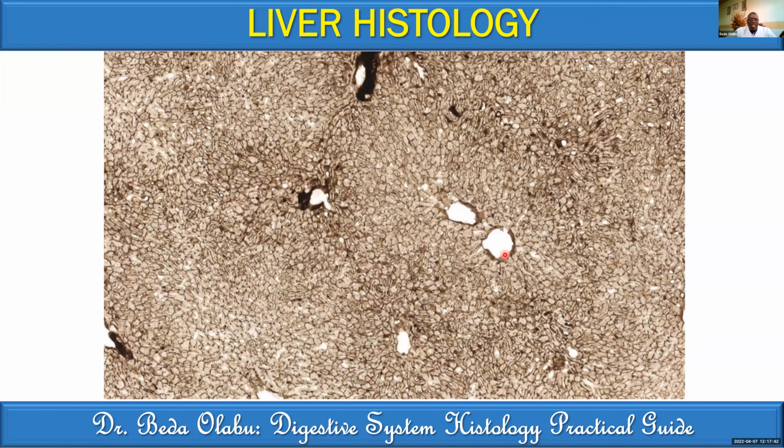The cells of the liver are anchored by some fine connective tissue, collagen type 3, what we call the reticular fibers. And what you're seeing here is a specific stain that picks up the reticular fibers, providing structural support to each and every cell type of the liver.